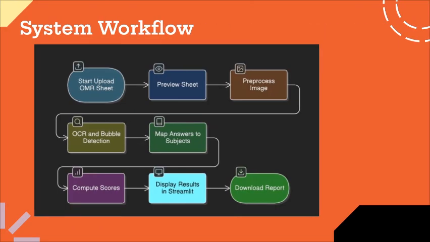The workflow is pretty straightforward. First, you start by uploading the OMR sheet, and then the system previews the sheet and pre-processes the image before performing OCR and bubble detection. After that, it maps the answers to the correct questions, computes the scores, and displays the results. And then you can download a report.